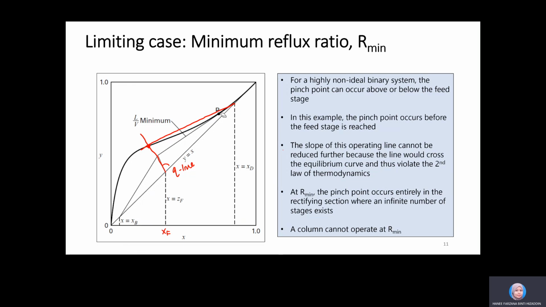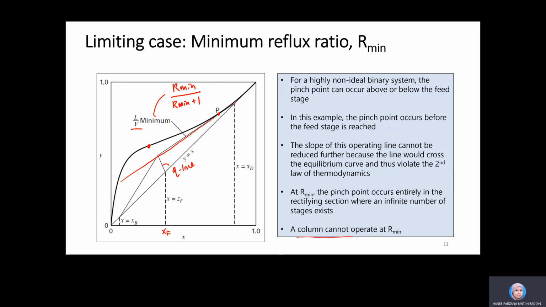So how do we calculate the minimum reflux ratio in this case? We need to draw a tangent from here to close to the equilibrium line. So find a point close to the equilibrium line to draw a hypothetical pinch point, like a tangent that goes through the curve and also the XD. Then you stretch that line to get the L over B minimum. The slope will give you R min over R min plus 1. This is for a highly non-ideal binary system.